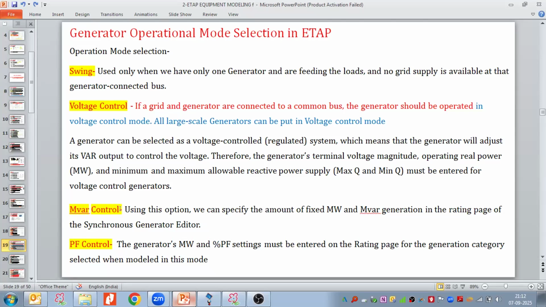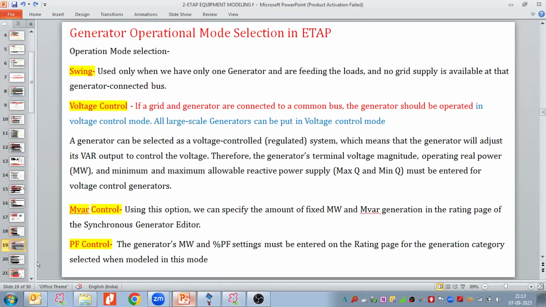Then we have MW control mode. Using this option, we can specify the amount of fixed megawatt and fixed var generation in the rating page of the synchronous generator editor. If it is required, then in that case this could be selected. In PF control mode, the generator's megawatt and percentage power factor setting must be entered on the rating page for the generation category selected when modeled in this mode. These are the options we have, but generally for large scale generators, we go with the voltage control mode.